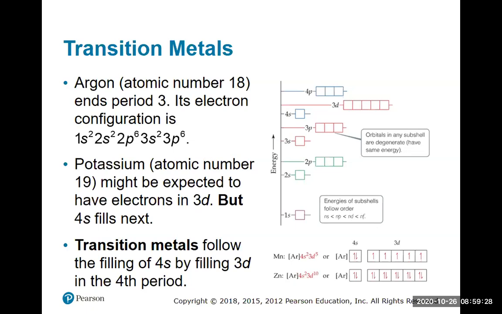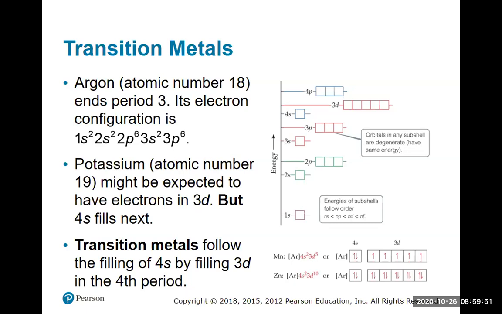After you fill the 4s, that's once again those first two columns, 1A and 2A, which fill the 4s. Then when we get to the transition metals, which are next, we start filling the 3d orbitals.